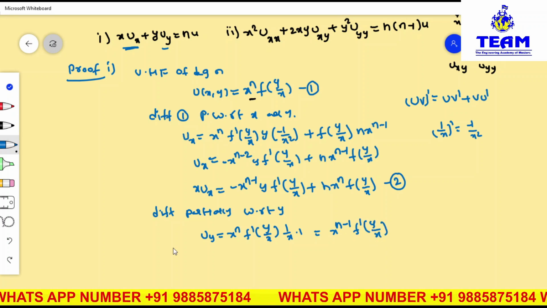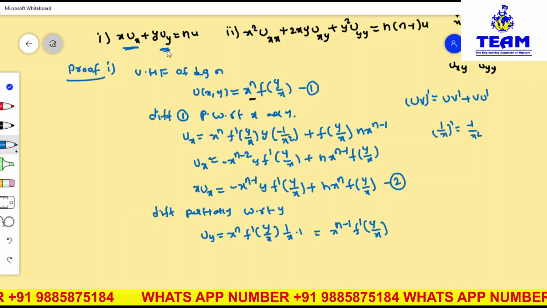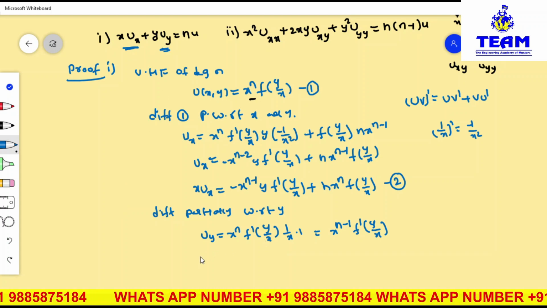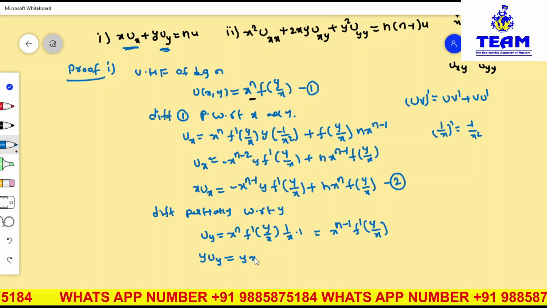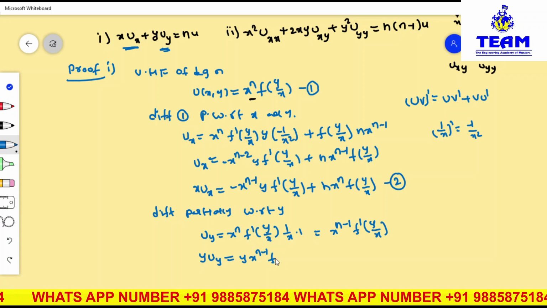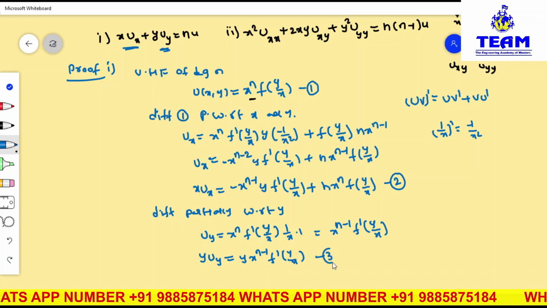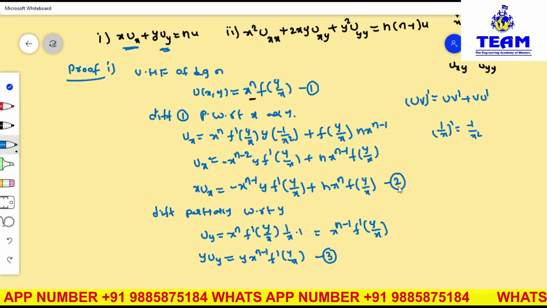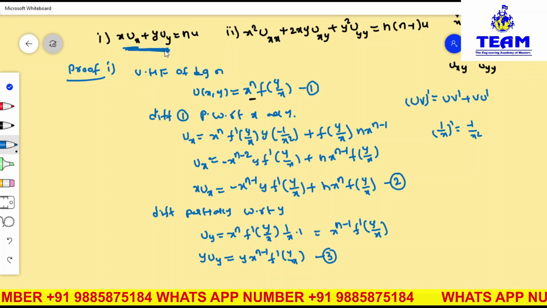Now you observe, friends, in the first equation we have to prove x ux plus y uy. So multiply with y on both sides. Then you will have y into dou u by dou y is equal to y into x to the power of n minus 1 into f dash of y by x. You consider this as equation number 3. Now from 2 and 3, what can you say? Actually we have to add these two equations.